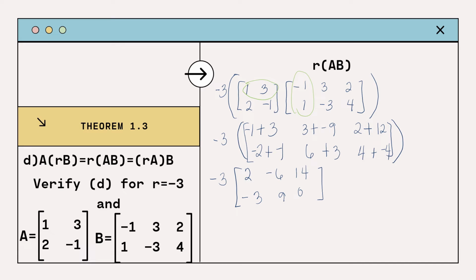Multiplying negative 3 to each entry, we have negative 6, 18, negative 42, positive 9, negative 27, and 0. It is the same as our first answer.